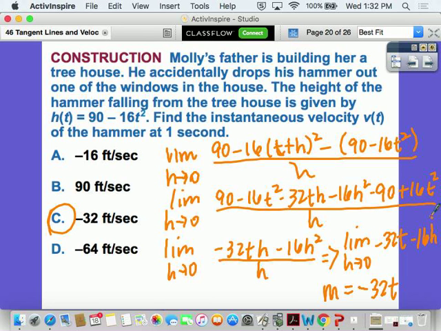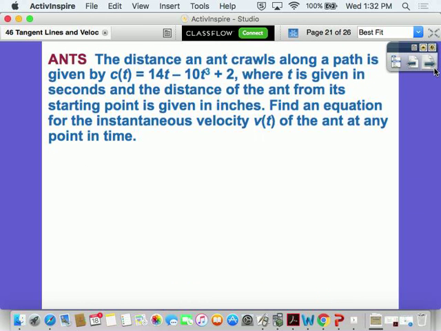So here's the next one. This time you're doing the instantaneous velocity, which is the formula dealing with the limit. You work it out, and then at the end you actually plug in 1 second to figure out the instantaneous velocity of the hammer, and that is -32 feet per second, meaning that basically the hammer is going down. That's why it's negative.